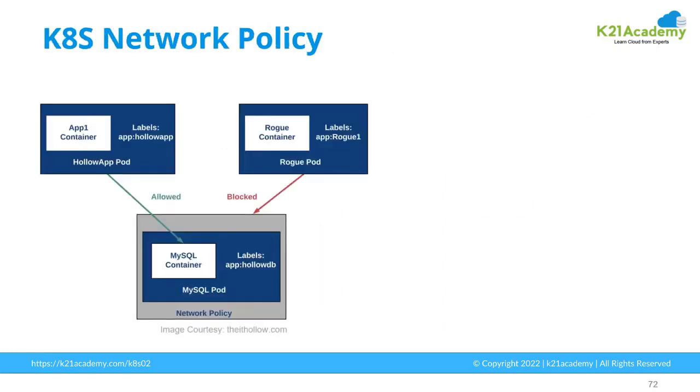Now apart from that, you also have the network policy. So by default, all the pods can talk to each other freely. So an application running on pod 1 can talk to an application running on pod 2.